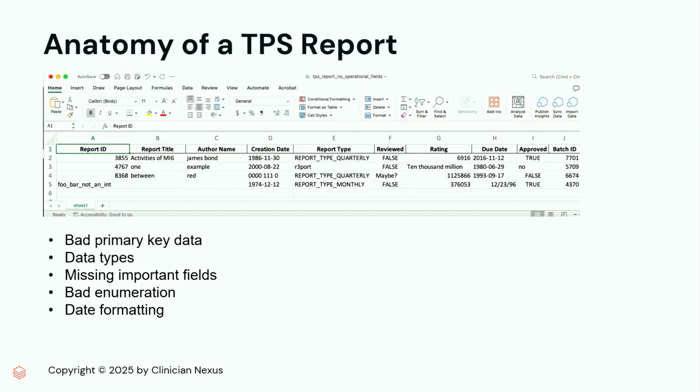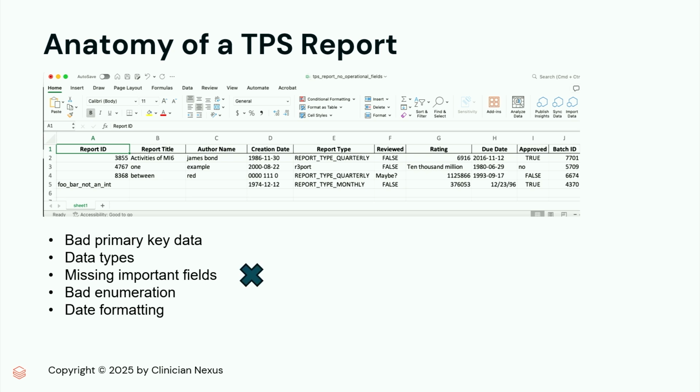So let's talk about what one of those reports that we get looks like. You might notice that this is in Microsoft Excel, which everyone loves working with. If you look at the first column, you might see that there's bad primary keys. Foobar is not an integer, and that might cause some join concerns. We have missing data types. Our enumerations are all over the place. Our date formatting's all over the place. If you've dealt with raw data, this is the kind of stuff that you get to deal with.